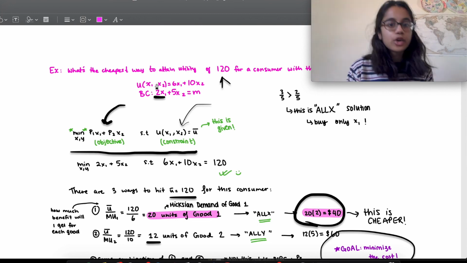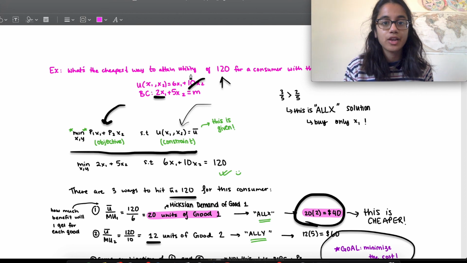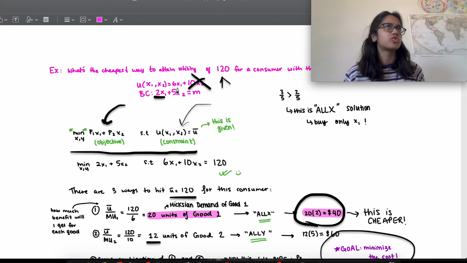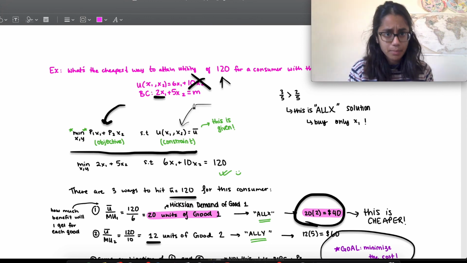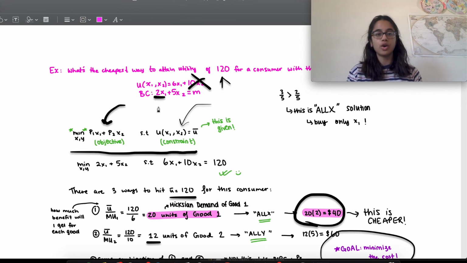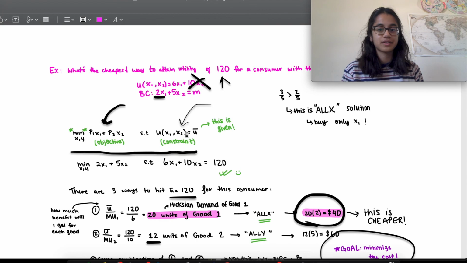Then I'm only going to look at my X1 and not look at my X2. And it's going to be 6X1 is equal to 120. Okay, now I know that X1 is 20. Plug it back into my budget constraint, 2 times 20 is $40. Perfect, done. I know that $40 is the best way for me to attain that utility of 120. So, thank you.